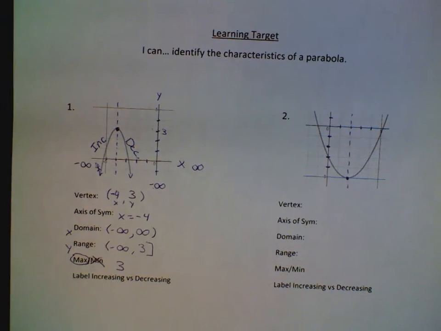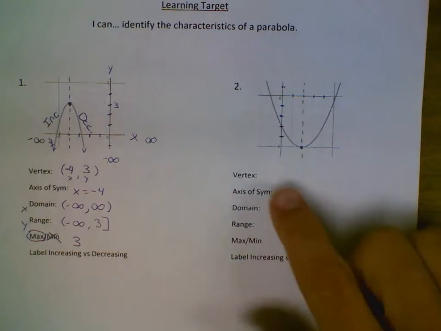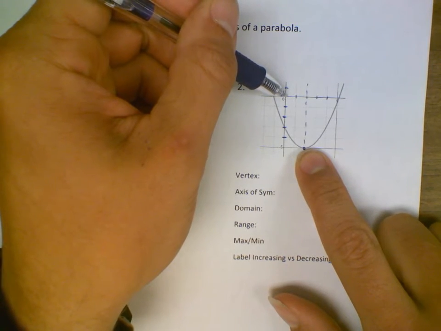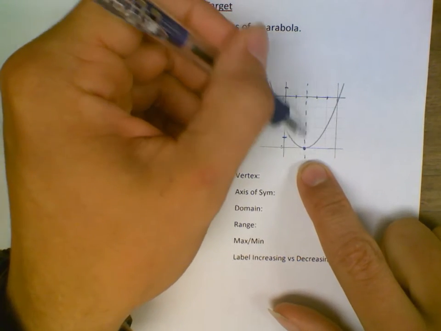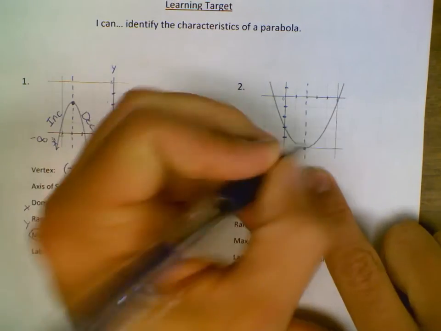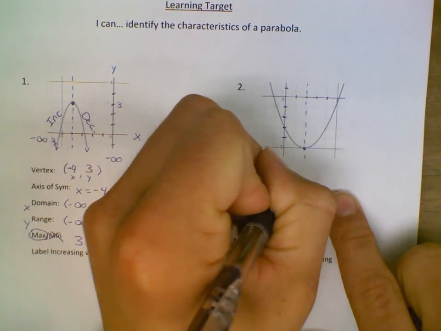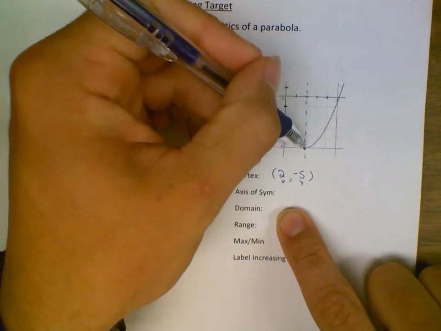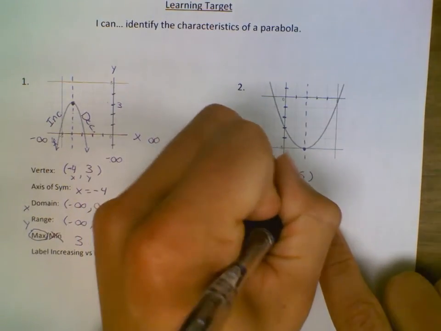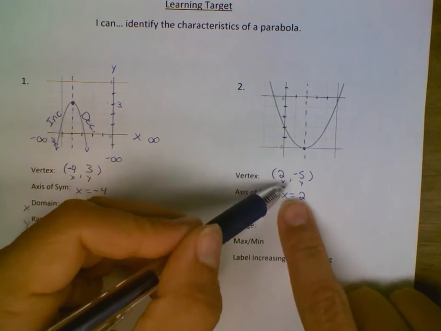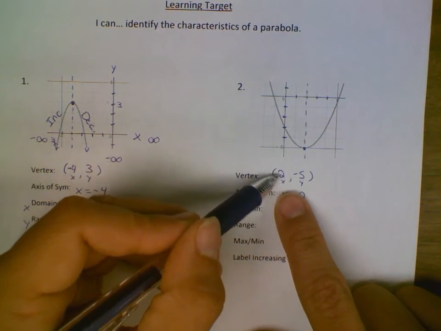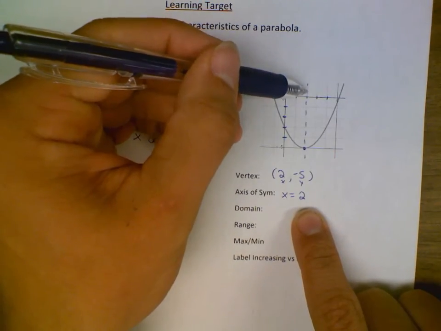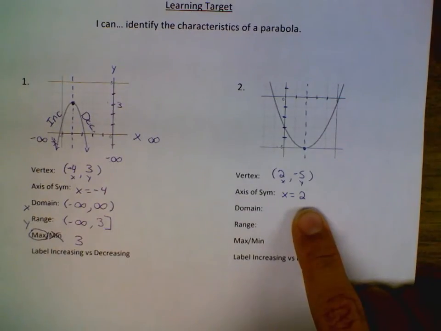All right, let's look at number 2. So same thing, starting with the vertex. So here's the origin. The vertex is down here, so it's over 2 and down to -5. So it's at the point 2 on the x and -5 on the y. The axis of symmetry cuts through 2, so we write x equals 2. Remember that the vertex's x coordinate and the axis of symmetry will always match, right? Because the axis of symmetry runs through the vertex.